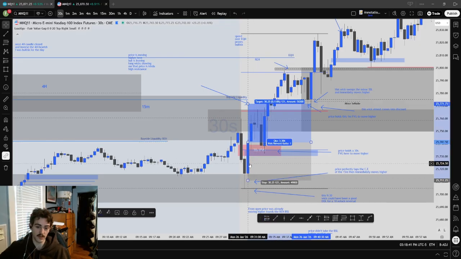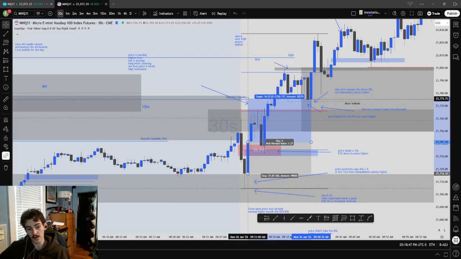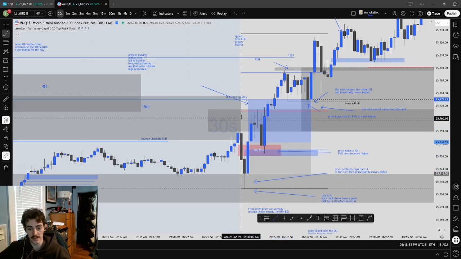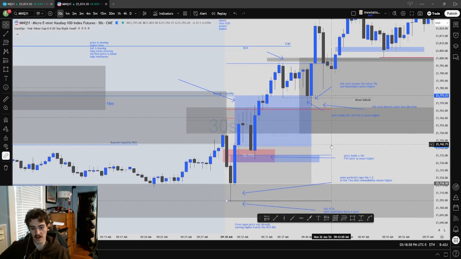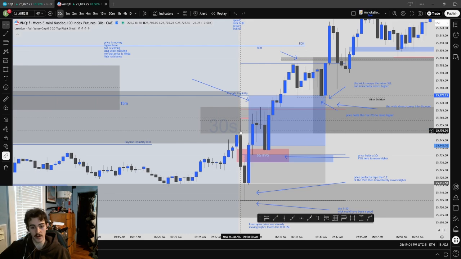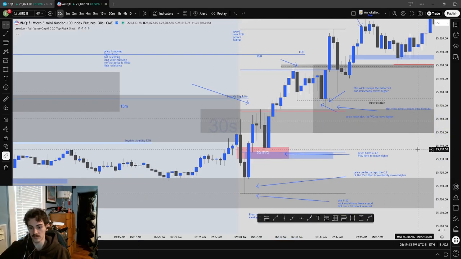This 30-second inverse, after price tapped and swept these lows into the 15-minute CE, you'd target likely this buy side liquidity. Now, if you did go break even at this high, you would have got stopped out break even. And this is just a conviction thing that I've learned from trading. If I were to take this, I wouldn't go break even here just because I really think price is going to go higher. It's a conviction thing that you just get from experience trading.